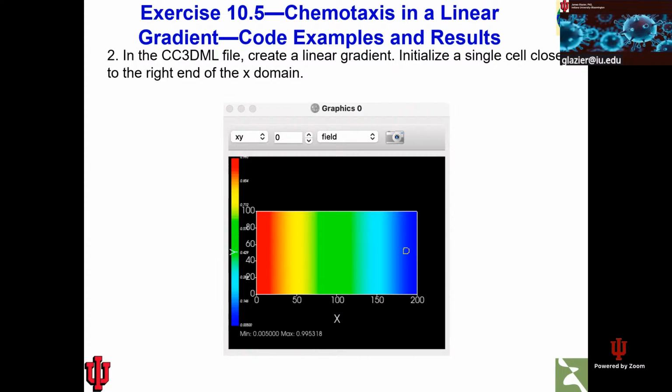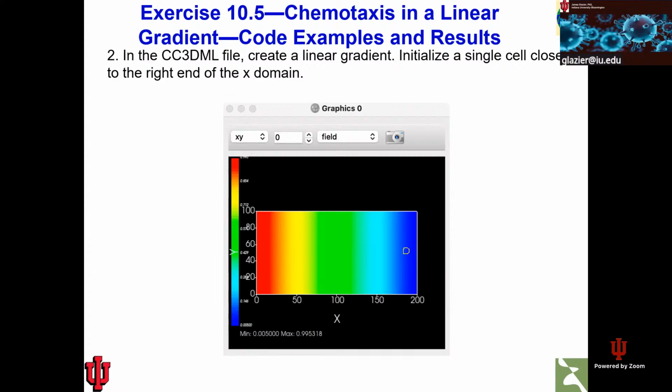Zero and the diffusion will be one. So if you're going to do a linear gradient, you don't want any decay. So you want to set the decay to 0. And you want the diffusion constant to be the same everywhere, and 1 is fine.